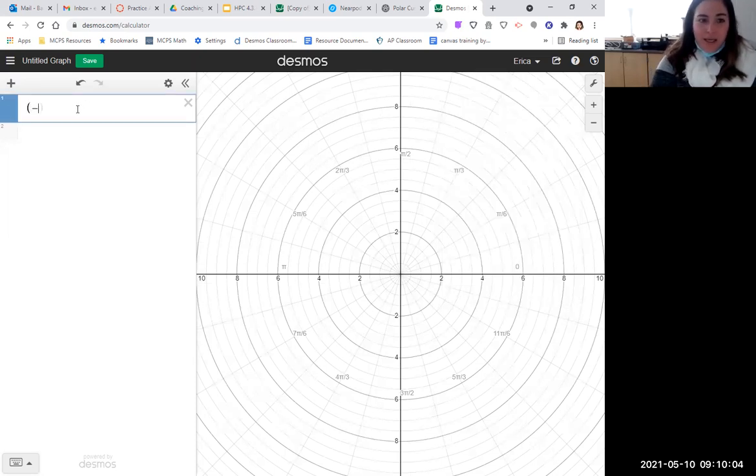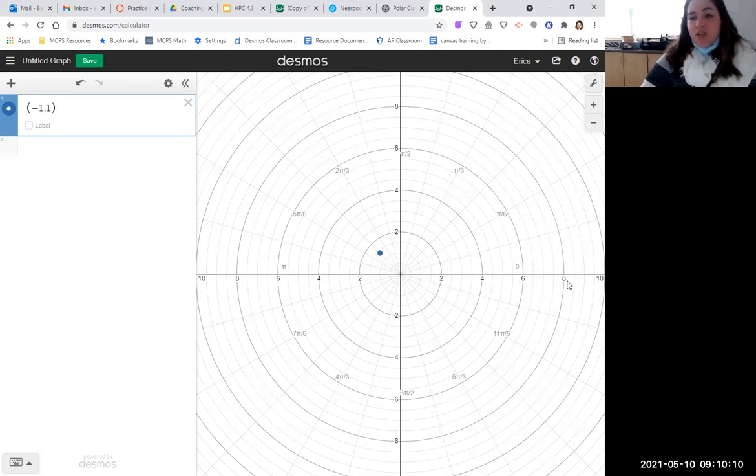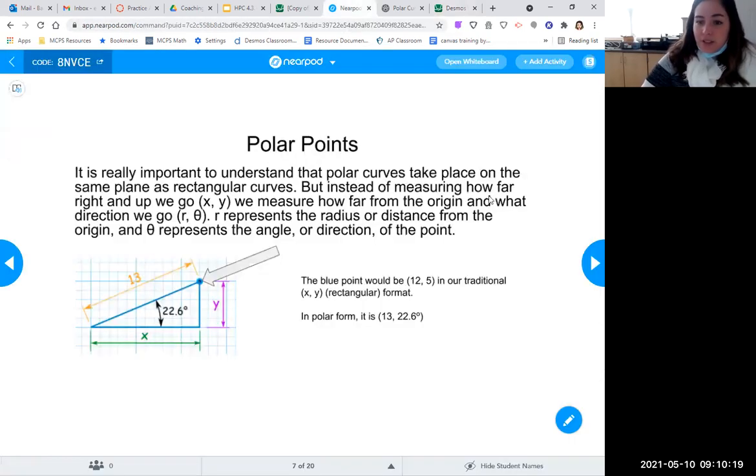Like if I put in -1, 1 on the polar axis, you'd still have a point at -1, 1. It's just that the polar curve gives you the idea of plotting a point as a coordinate point takes different measurements of what's going on at the point. So let's get back to that so I can show you.